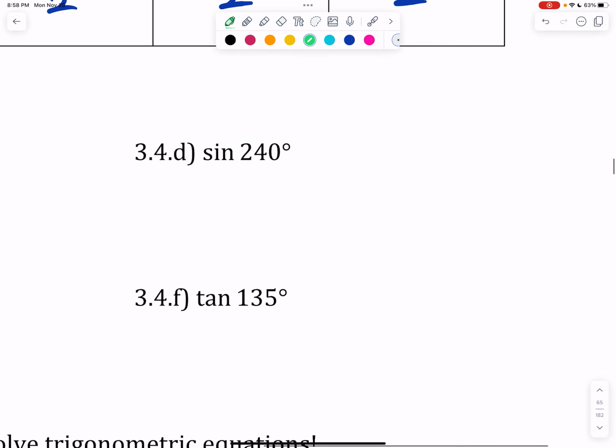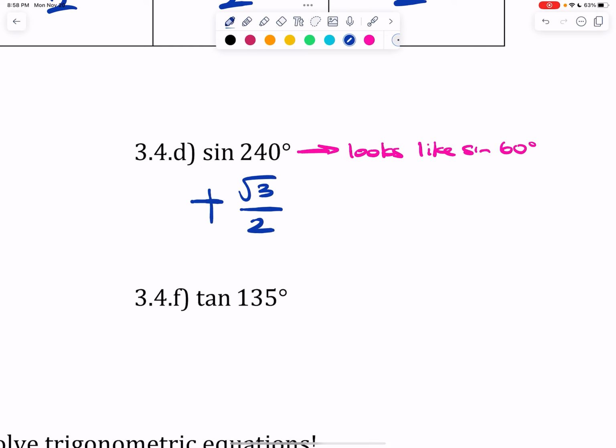This next one, angle of 240, how far is it away from an x-axis? 60 degrees off. So this should also look like sine of 60 degrees. And sine of 60 degrees is root 3 over 2. But is it positive? Is it negative? Let's check CAST rule. 240 degrees is somewhere in quadrant 3. In quadrant 3, tan is positive, so sine is negative. We have to throw a negative onto this root 3 over 2.